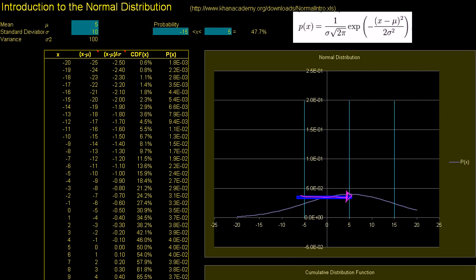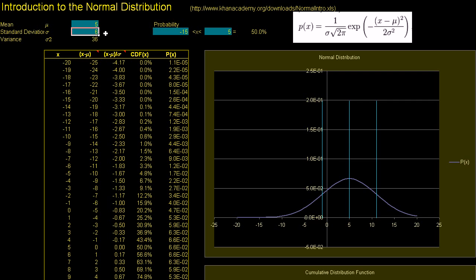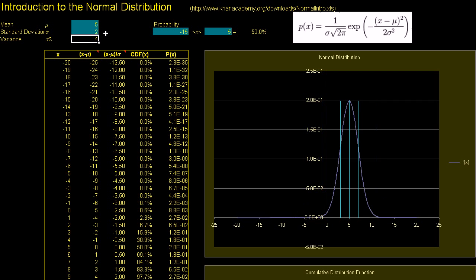If I were to try to make the standard deviation smaller, we'll see that the whole thing just gets a little bit tighter. Let's make it 6. And all of a sudden, this looks a little bit tighter curve. We make it 2, it becomes even tighter.